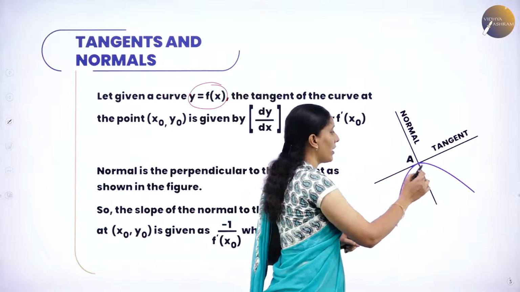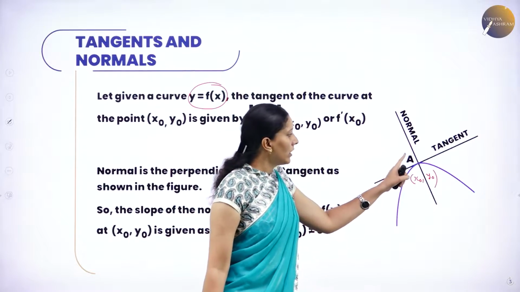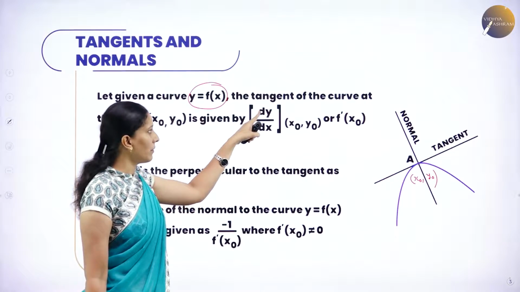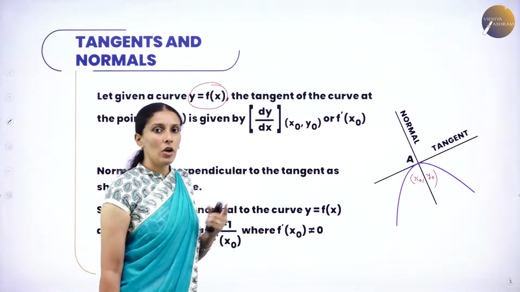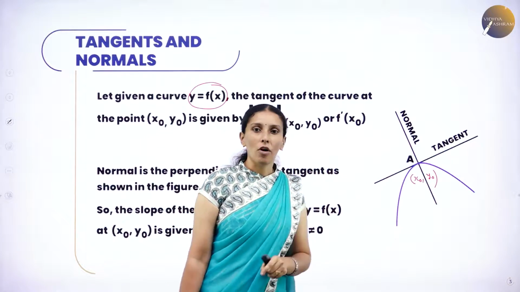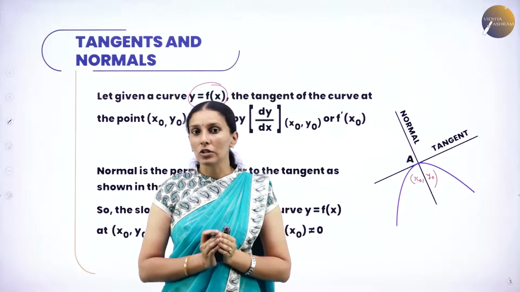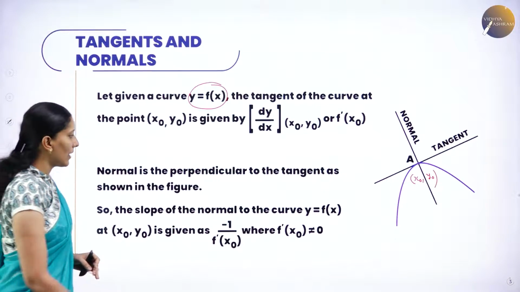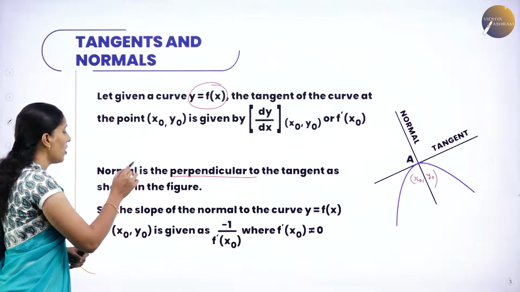So here is a point which can be taken in the form of x naught comma y naught. So a straight line passing through this, which is a tangent to the curve, is defined by dy by dx of the curve at x naught comma y naught, or we can also write it in the form of f dash of x naught. So dy by dx is nothing but the slope of the tangent. Now, a normal is the perpendicular line. So any line which is perpendicular to the tangent is nothing but normal.